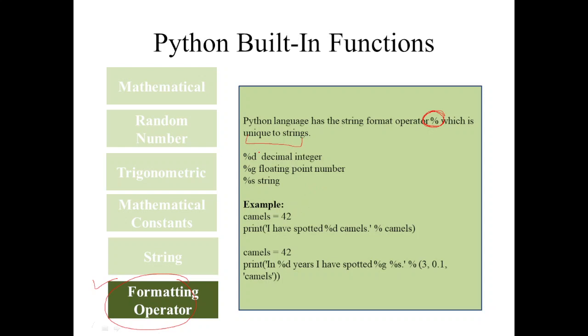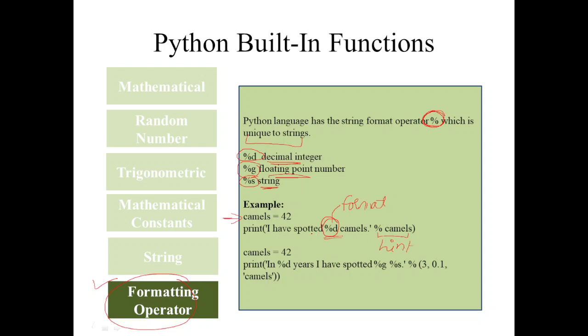For example, here are three common operators: %d for decimal integer, %f for decimal value, %g for floating point number, and %s for string value. Here we define a variable as camels equal to 42, and we want to display it using a formatting operator. This is a formatting operator used with the %d sign, and I have hidden some information here. I have hidden the value, and the hint is given to it.